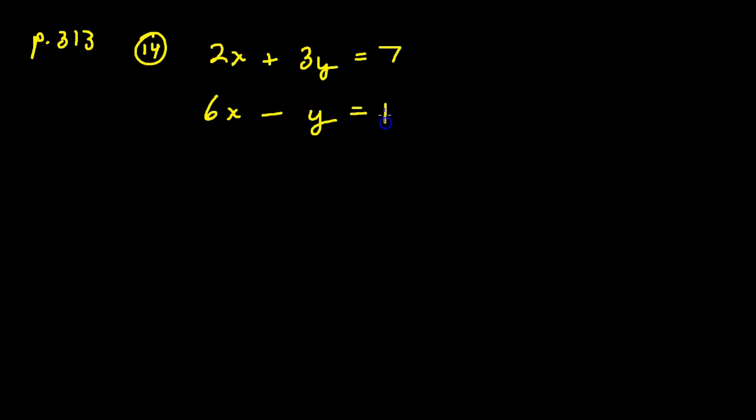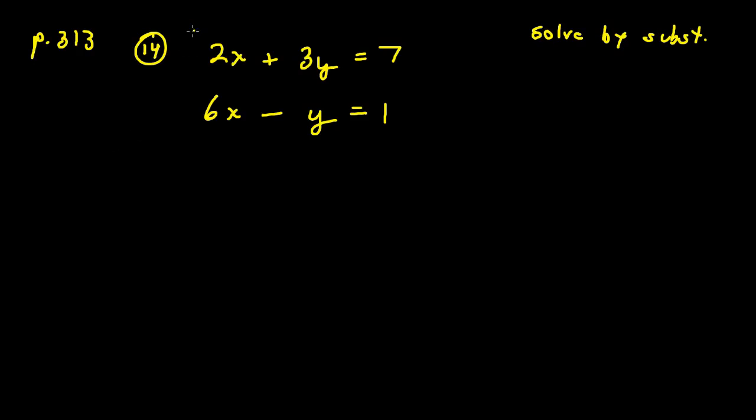All right, I want to do a couple from the homework list. This is on page 313 from the exercise set 5.2. And number 14 we're going to do. It's 2x plus 3y equals 7, equation 1, and then the second one, 6x minus y equals 1. And again, the book asks us to solve with the substitution method.